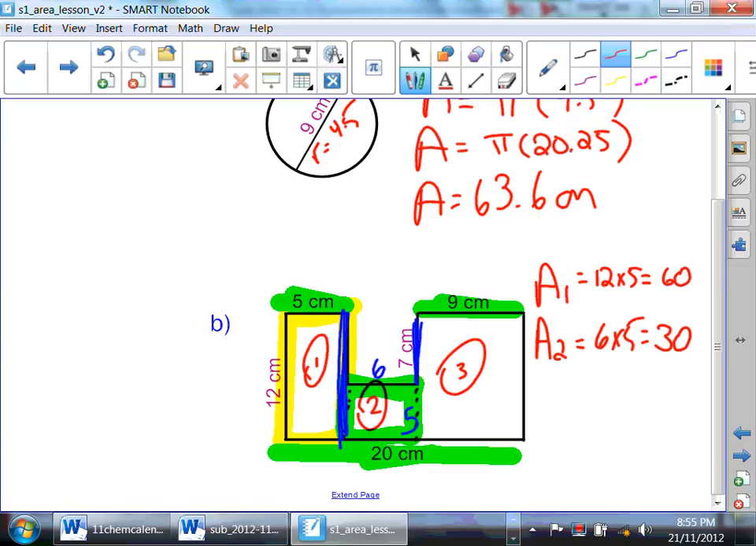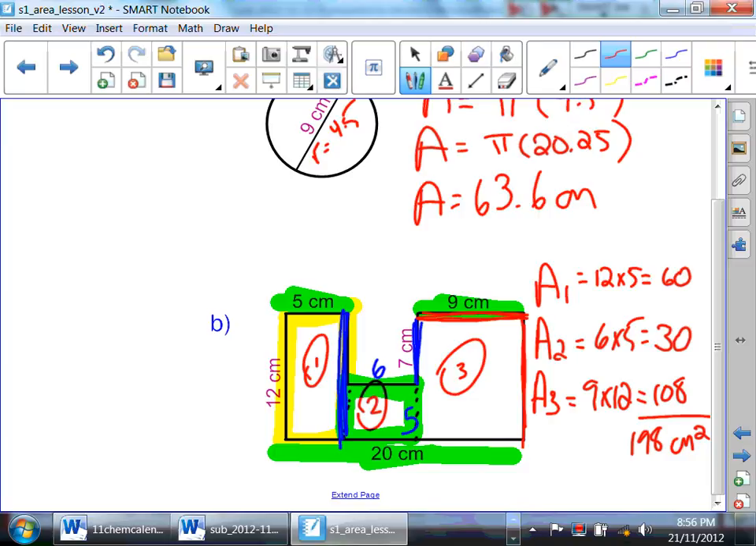We know that this piece here is 9 centimeters. We know that this piece here is 12 centimeters. So area 3 is 9 times 12, which is 108. If we add these all together, we're going to get 198 centimeters squared. And that's the area of the whole composite object.